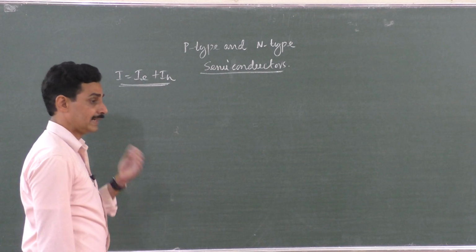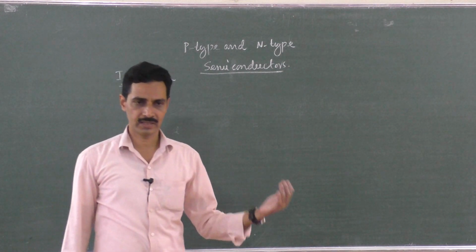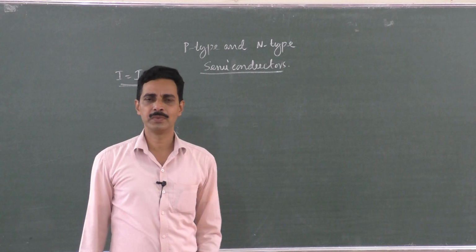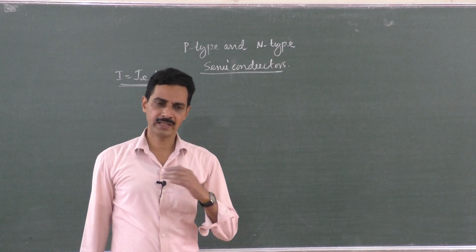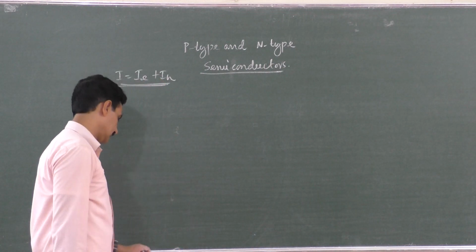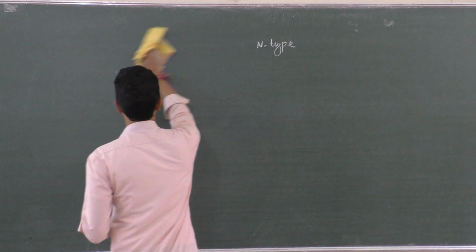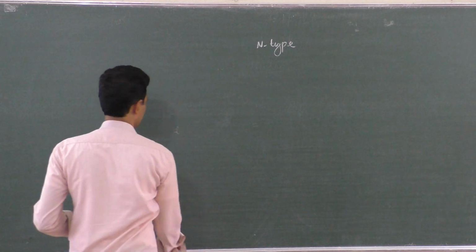So an intrinsic semiconductor is one where the number of holes and electrons are equal. It is not doped with impurities. All the atoms will be semiconductor atoms only, and they are tetravalent. So if you want an N-type semiconductor, what do you have to do? You have to take an intrinsic semiconductor.